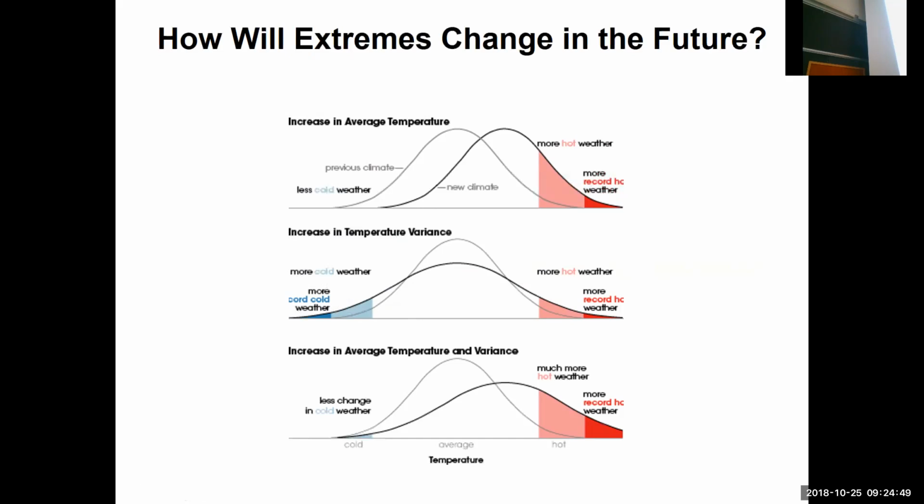Now, another possibility is that you might get a combination of these two, where you get an increase in the average and an increase in the variance. This is probably the more likely scenario in which we see that the curve shifts towards the right and it kind of flattens out. So we get a little bit of change in the cold extremes, and we get a lot of change in the warm and hot extremes. And it's this bottom scenario that seems to be the situation that's playing out. More variability and a shift towards warmer averages.